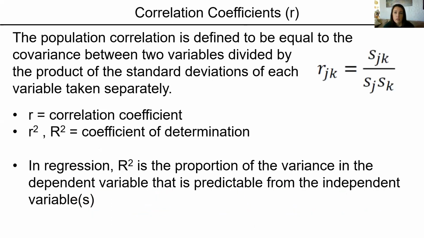The other important takeaway is this correlation coefficient. So the population correlation is defined to be equal to the covariance, which is what you just calculated, between 2 variables divided by the product of the standard deviation of each variable taken separately. Right? So the correlation coefficient is defined as R, which is different from the coefficient of determination, which is R squared, which is what you've been working with up to this point. So in a regression, R squared is the proportion of variance in the dependent variable that is predicted from the independent variable, right? So R squared is different than R.